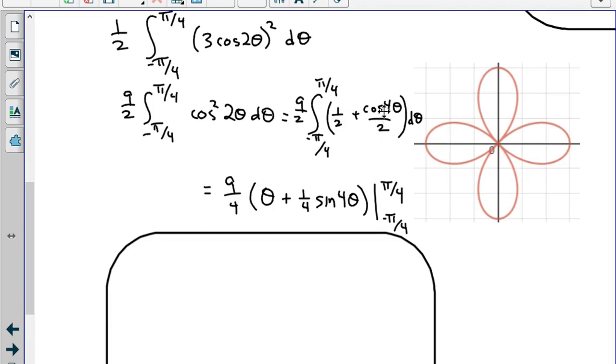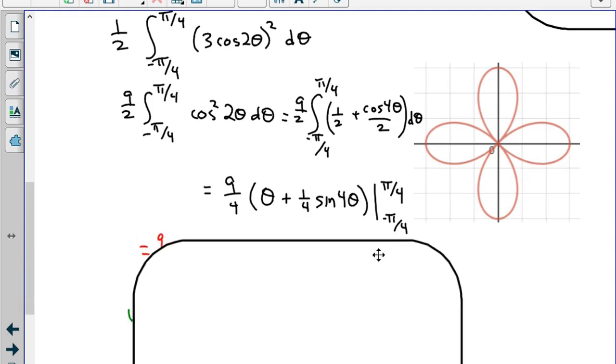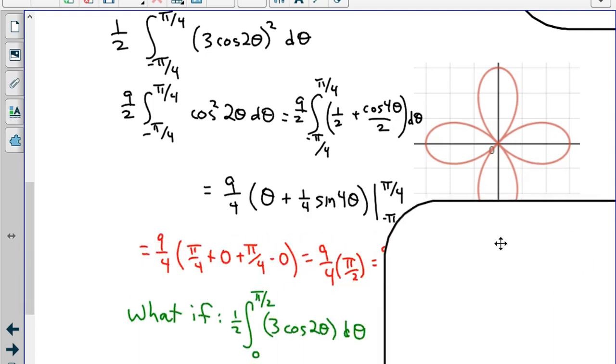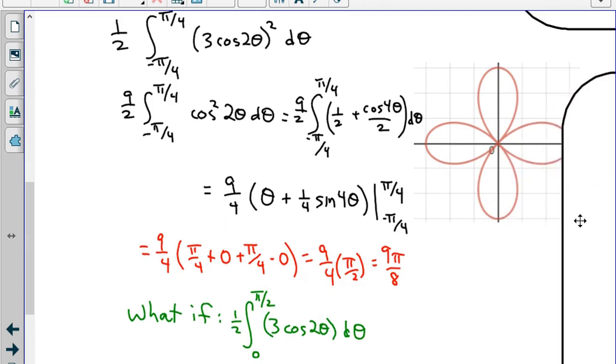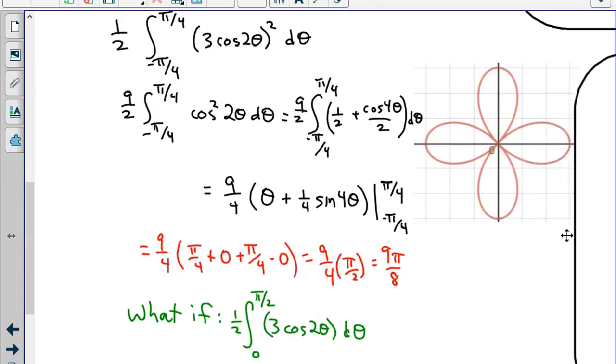And then the antiderivative of cosine of 4 theta is 1/4 sine of 4 theta. Now I'm going to substitute stuff in, and I end up with 9/4 times pi over 2. Now, the thing in green is actually kind of interesting. What we're finding is that I just found this area.